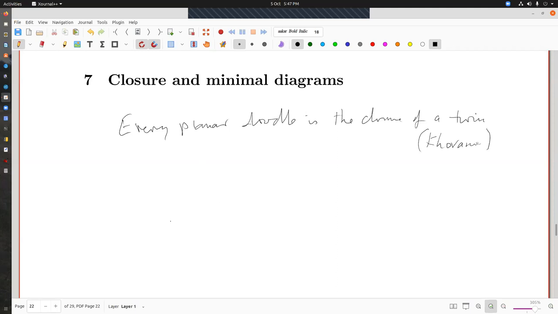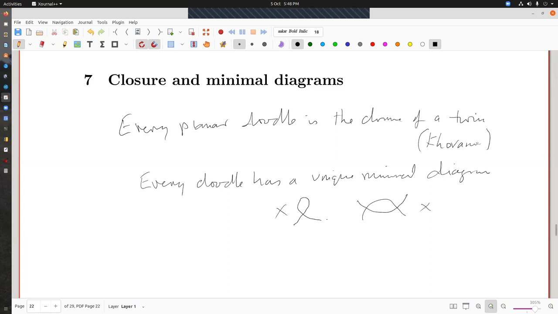But we also have that every doodle has a unique minimal diagram, and that's true for planar and virtual doodles. And what do I mean by minimal? I mean that it's got no monogons and it's got no digons. Because if it had one of those and one of those, I could simplify it by getting rid of, in this case, one crossing, and in this case, two crossings.